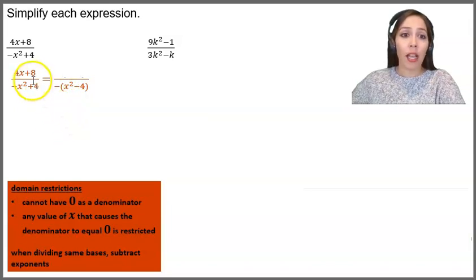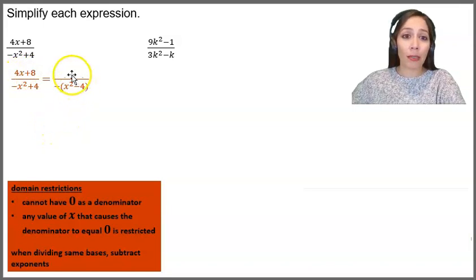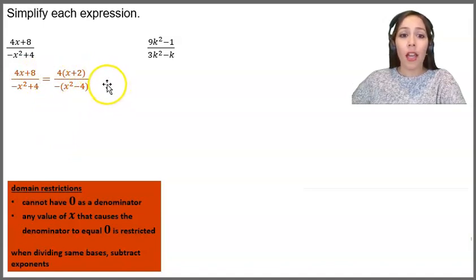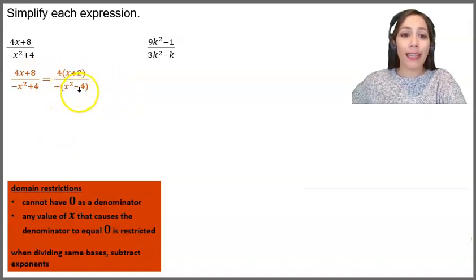In the numerator 4x + 8, the greatest common factor between 4x and 8 is 4. So I pulled out the 4, and that leaves me with the quantity x + 2. 4 times x is 4x, 4 times 2 is positive 8. From here, I'm going to break down this x² - 4, this quantity that I have here. I need to figure out how to factor that.